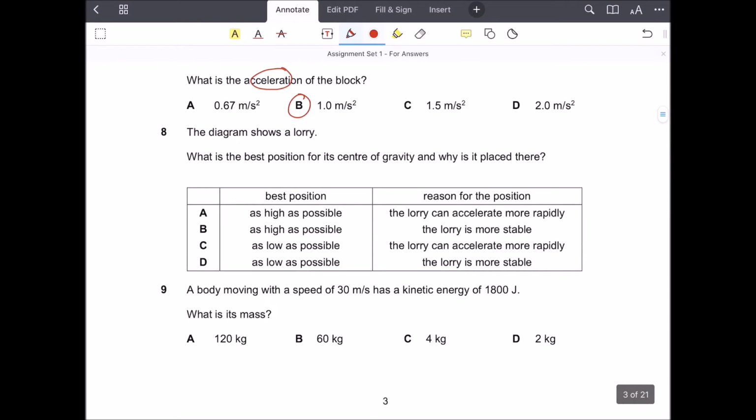So the diagram shows the lorry. Oops, I forgot to put the lorry. But what is the best position for the center of gravity? This one is very clear cut. It should be as low as possible so that the lorry is more stable. Okay, very clear cut.